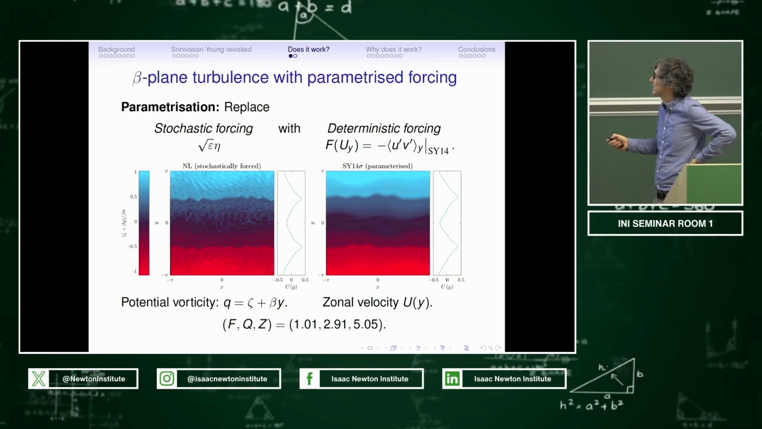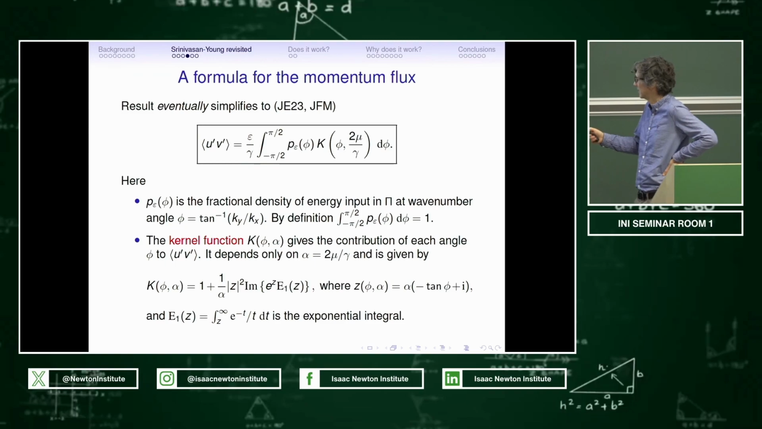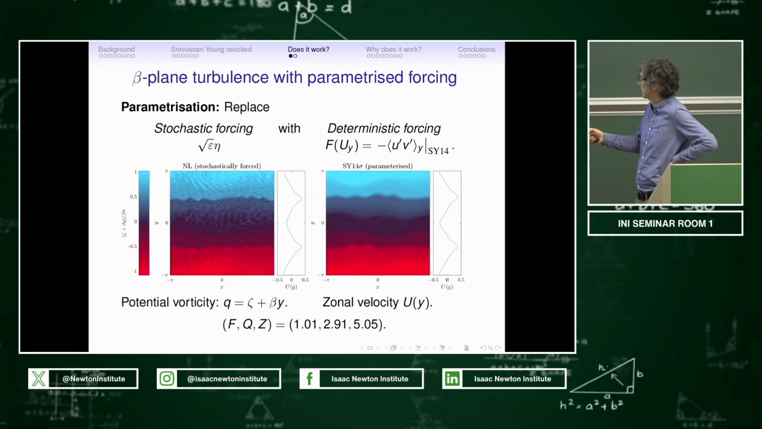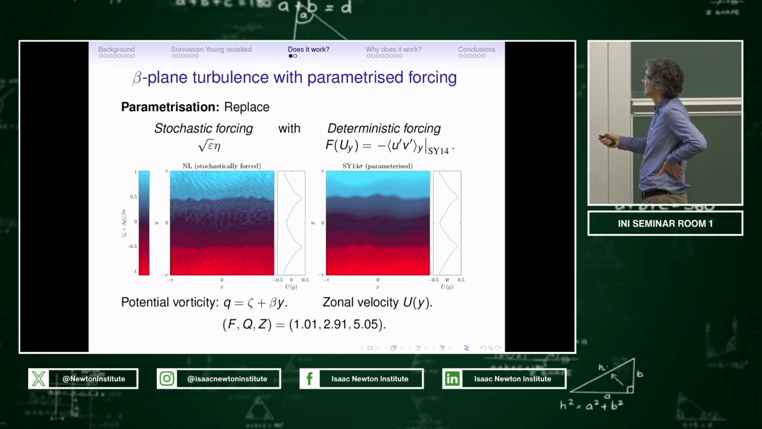And so the idea is that we took our original equation, this is the nonlinear stochastically forced equation, which gives us jets that look like this. And we replaced the stochastic forcing term with a deterministic forcing, which is based on the Srinivasan-Young closure, which is the local closure given by this formula, and this is just a zonal east-west force that we put into the model, and when we do that, we do see jets which look almost identical to the stochastically forced problem.